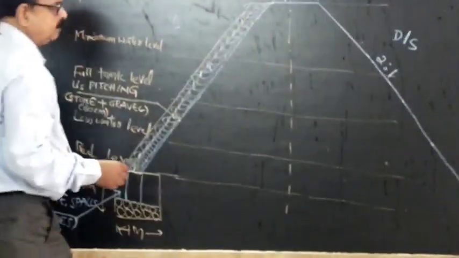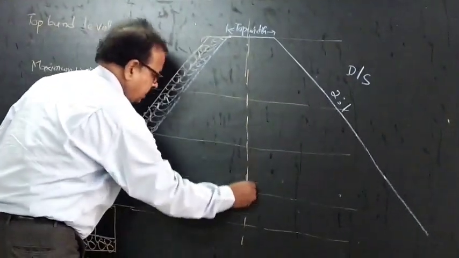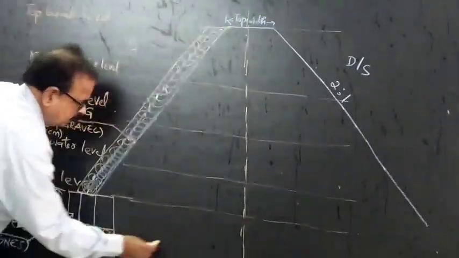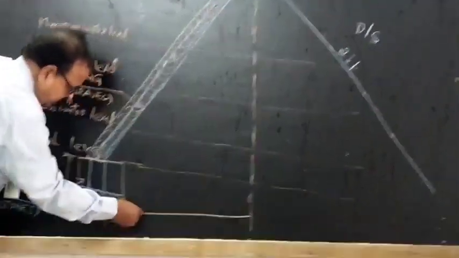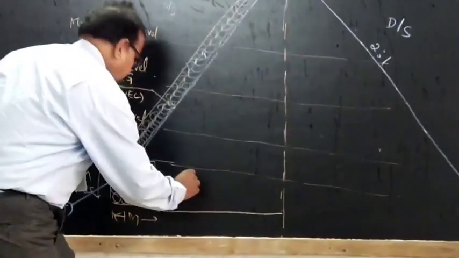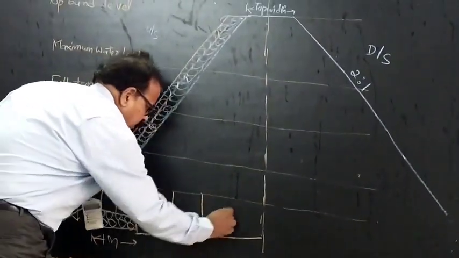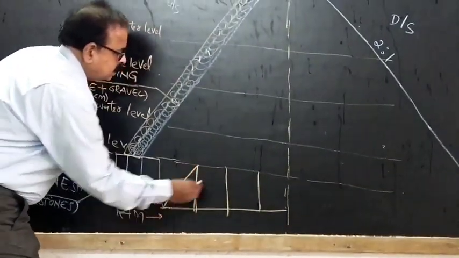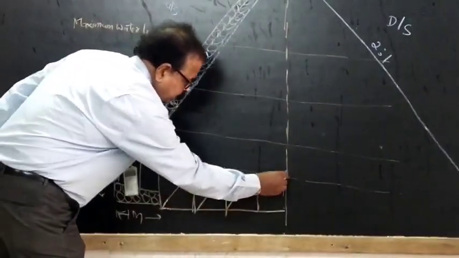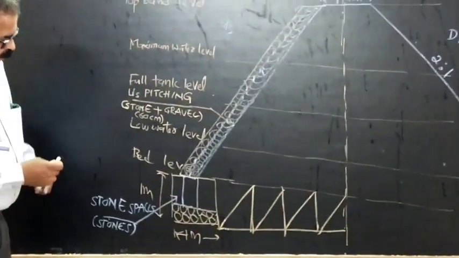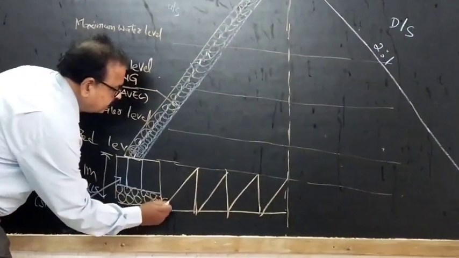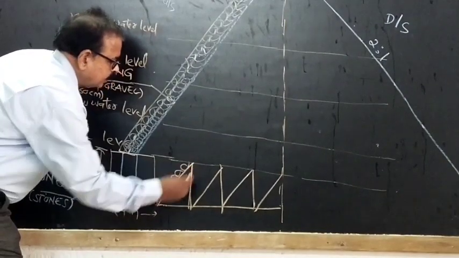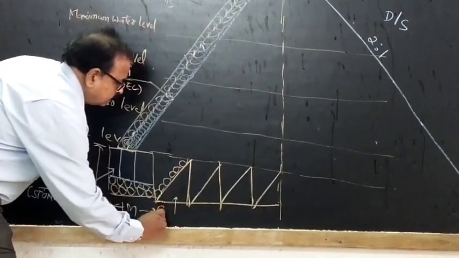And below this, also touching the center line, we have to take one more layer. That layer is known as grip trench. Grip trenches are provided only to give support to the bed level. They are made of stones again.